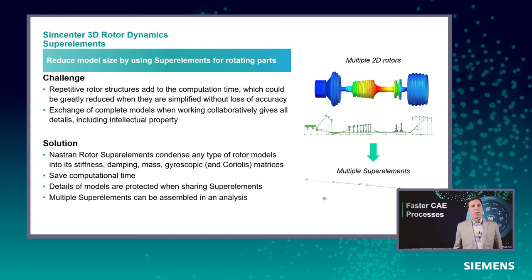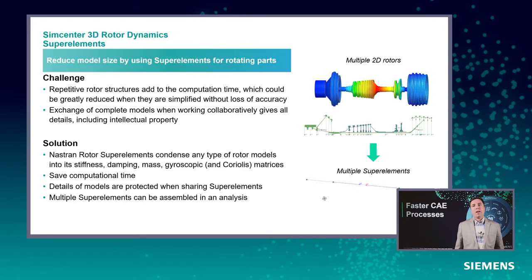Superelements are nice for rotor models where you might have repetitive structures or when you need to include linear parts in a nonlinear model. Another benefit of superelements is that they facilitate the exchange of models when working collaboratively, where model details and intellectual property might need to be protected. Any type of model can be represented by a superelement: a 1D model, a 2D model made of axisymmetric elements and Fourier harmonics, or a 3D rotor. And multiple superelements can be assembled together into an analysis.